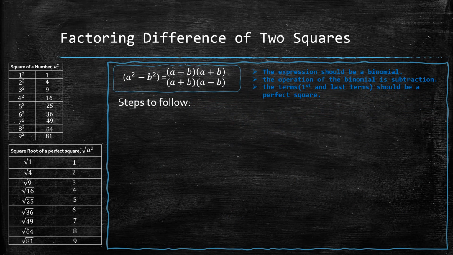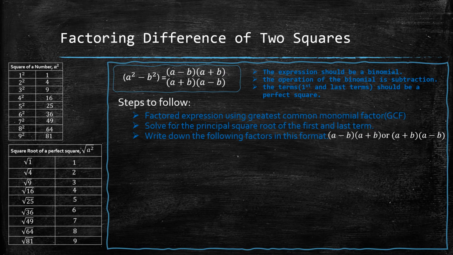So, after na ito ma-check class, we're now going to factor. Pag after na ito ma-check, then nakuha na ito itong three criteria, the expression should be a binomial, the operation of the binomial is a subtraction, the terms, the first and the last, should be a perfect square. If check na sila tanan, then we're going to proceed in factoring the given expression.